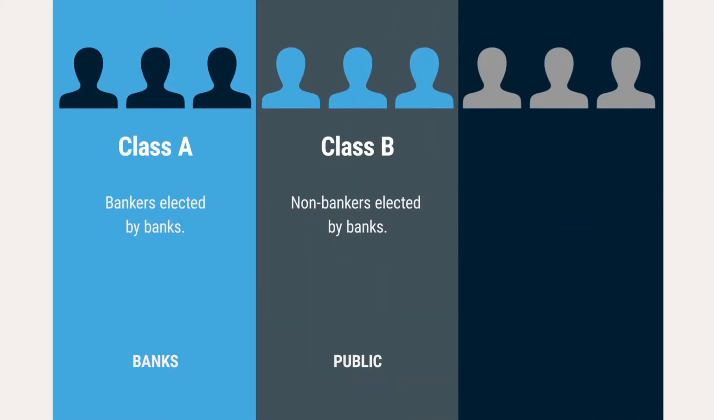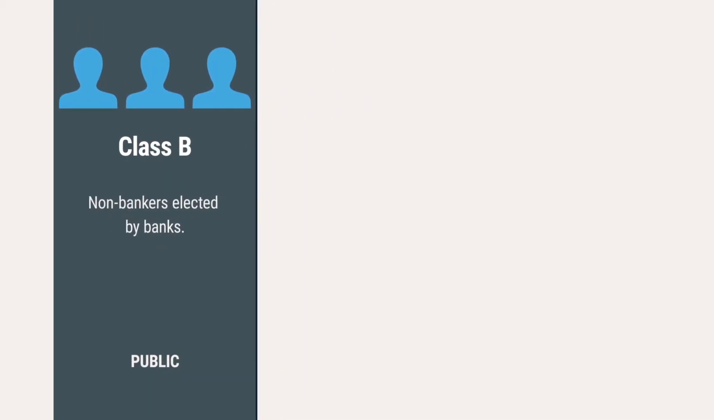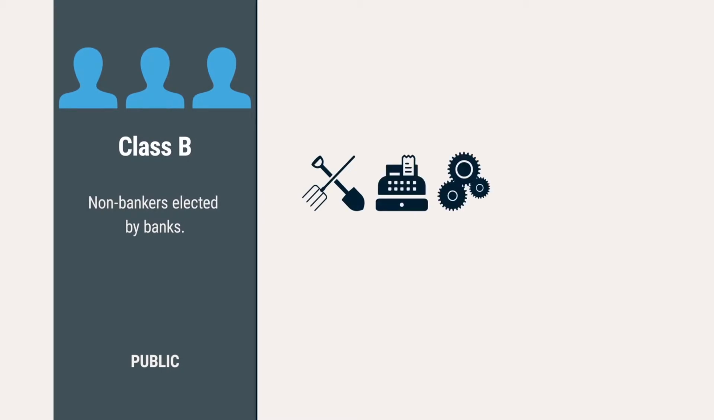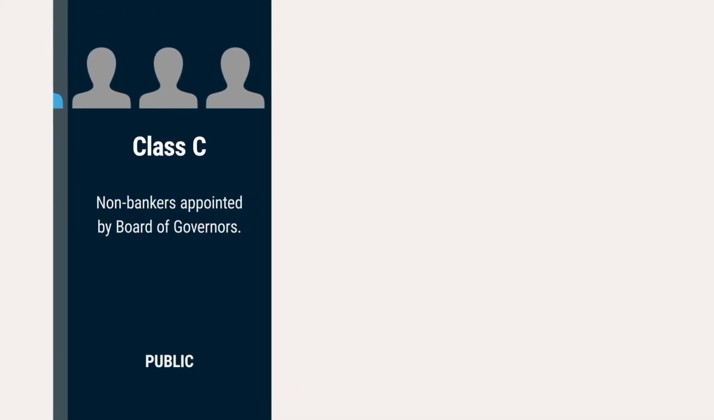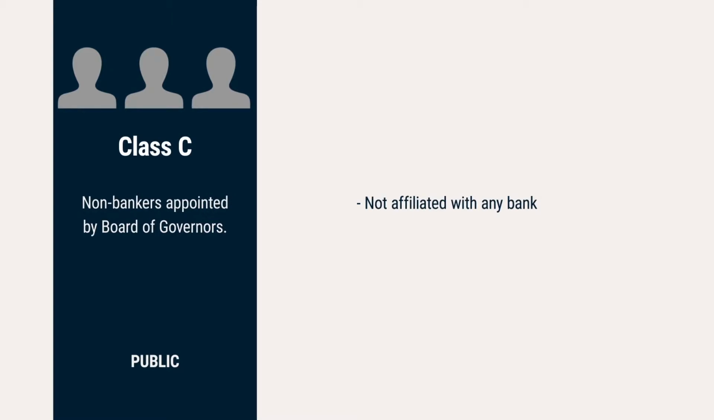Class B directors, also elected by member banks, represent public interests in agriculture, commerce, industry, services, and labor. They may not be officers, directors, or employees of any bank. Class C directors are designated by the Board of Governors of the Federal Reserve System. Like Class B directors, they may not be officers, directors, or employees of any bank.